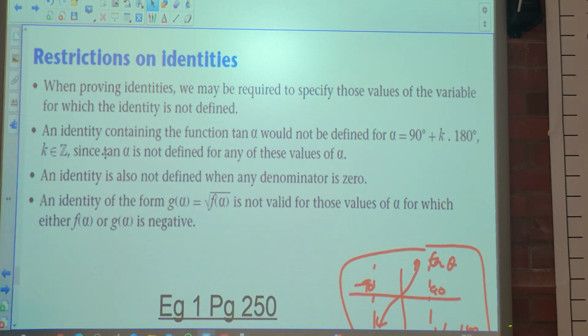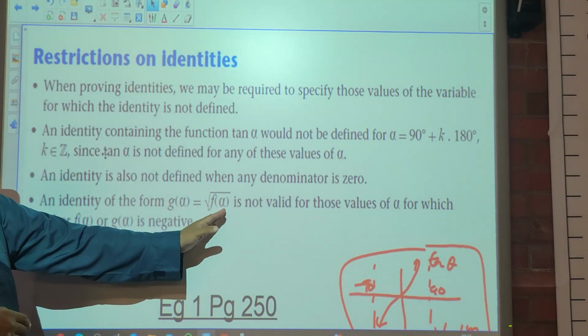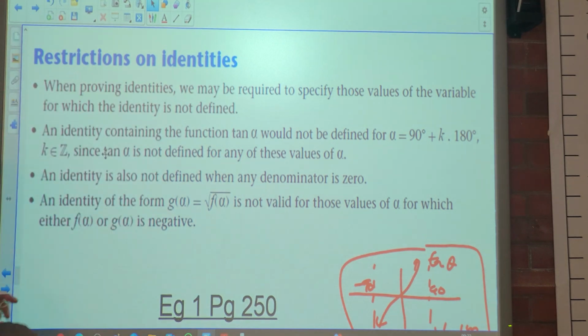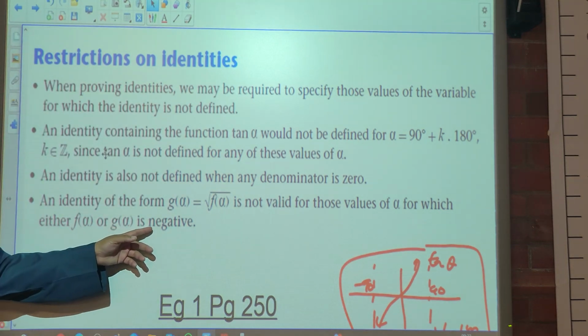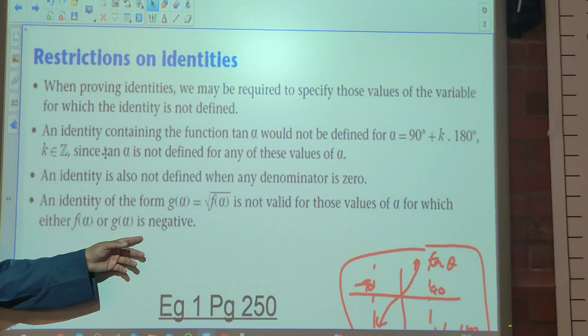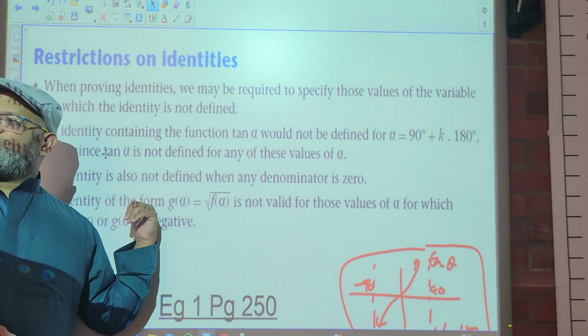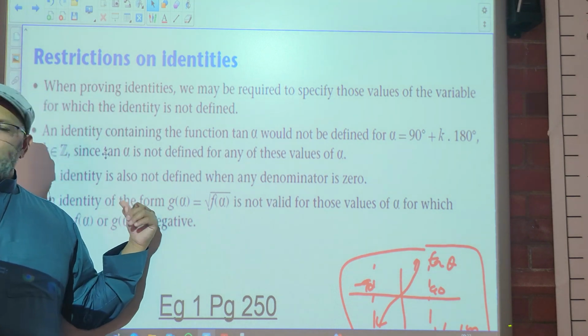An identity in the form of g of alpha is equal to the square root of f of alpha is not valid for those values of alpha for which either f of alpha or g of alpha is negative. Why? Because from a root we won't get a negative. Okay? So for g of alpha?